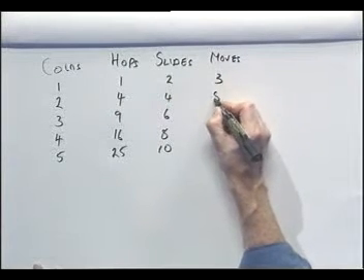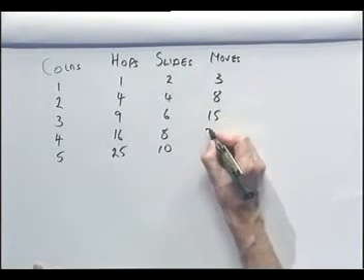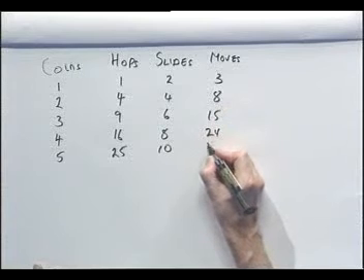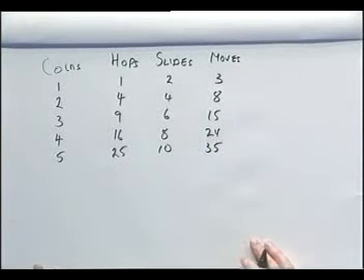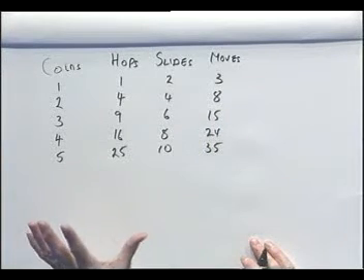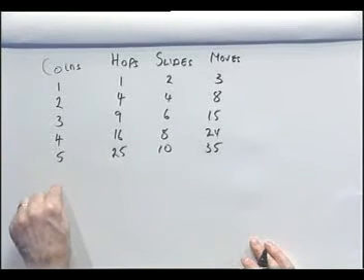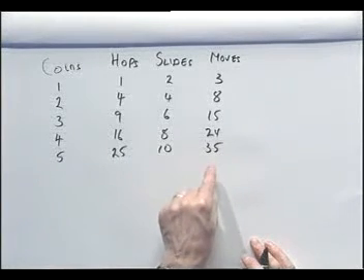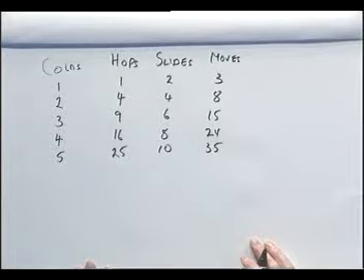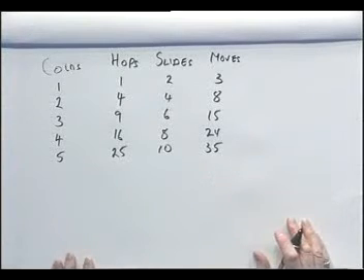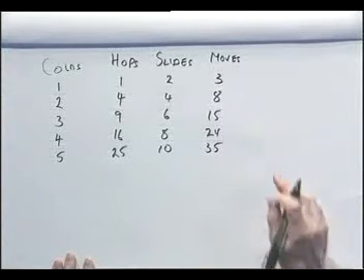So that's 3, 8, 15, 24, 35. Now, what we said was we wanted to be able to make a prediction. No matter how many coins we'd got on each side, we wanted to be able to say how many moves it was going to take us to interchange those two sets of coins. Let's have a look at this set of numbers, and let's try and relate it to this set of numbers.